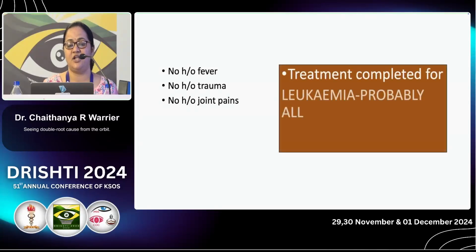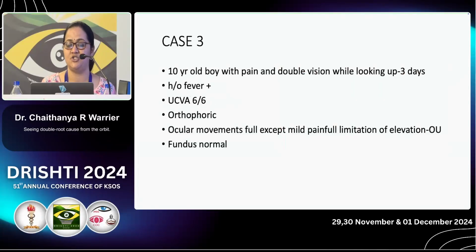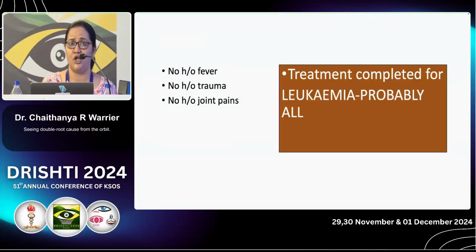She completed the treatment for leukemia, probably ALL, 2 years back. So definitely we need to rule out metastasis, and it was a difficult situation for the mother to accept, and we referred her to her treating oncologist.